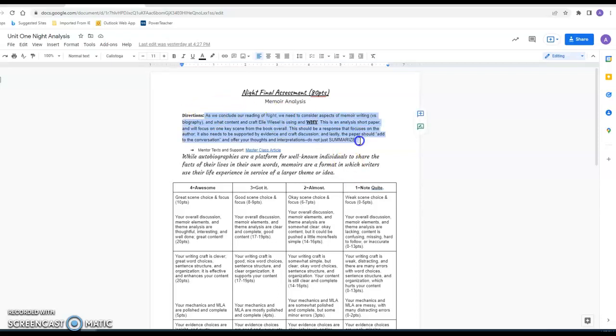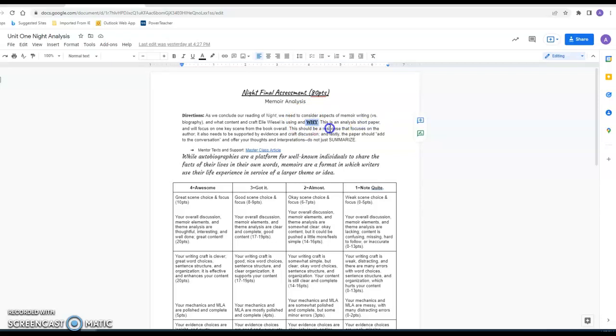So the goal is for you to consider memoir writing. What is it? And I want you to pick it apart in Ellie's novel. You're going to pick apart the content and craft of his work. You're going to look at themes especially. And I want you to discuss why. Why did he do the things that he did?